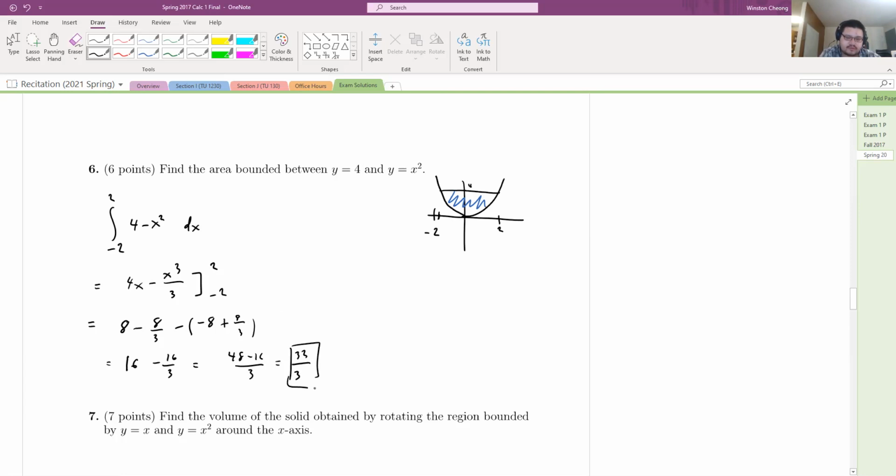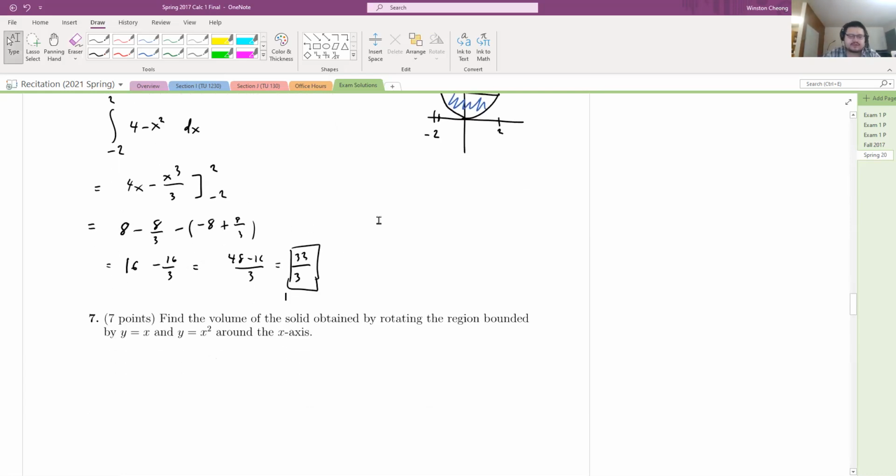All right, well, hopefully I haven't made an arithmetic mistake there. There's a chance that I could have, but I'm pretty confident that's right.